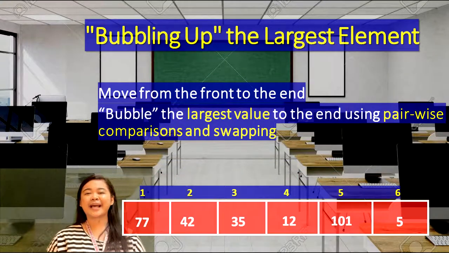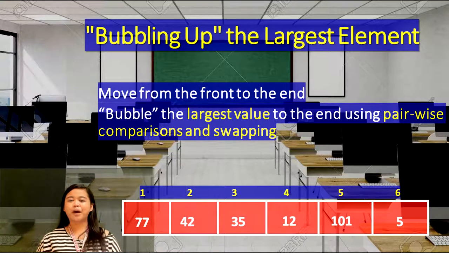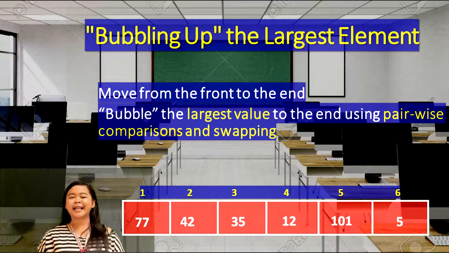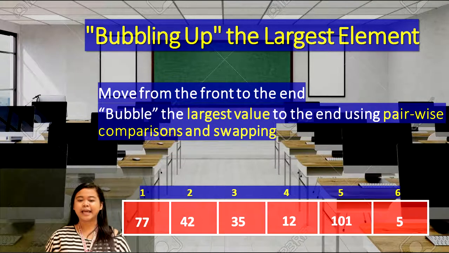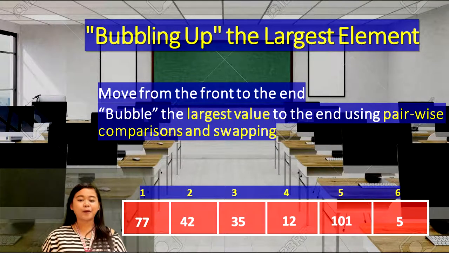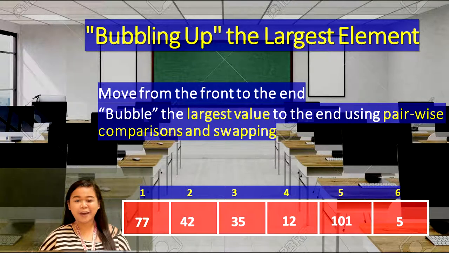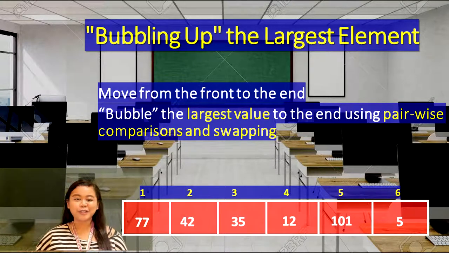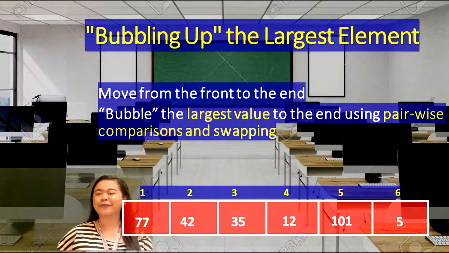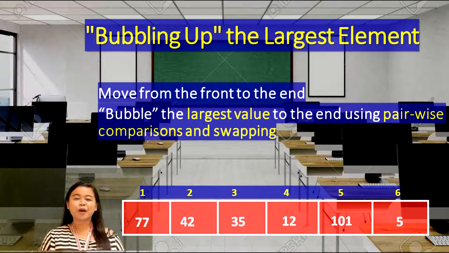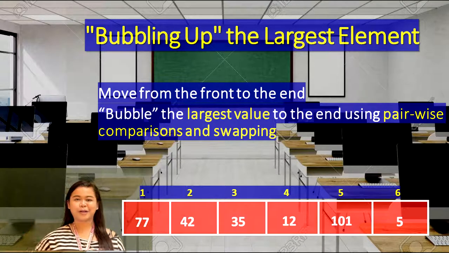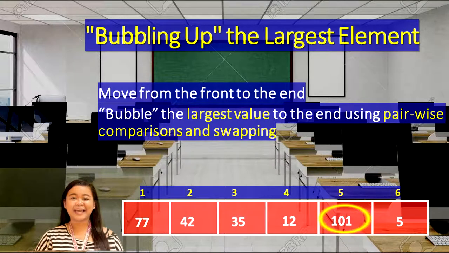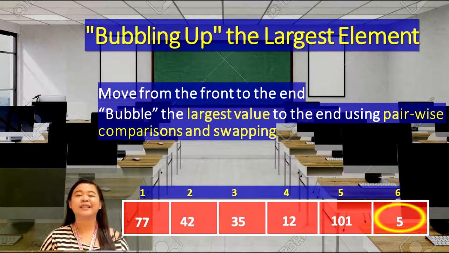So, this example will show you how to do bubble sort. Bubbling out the largest element: traverse a collection of elements, moving from front to the end, bubbling the largest value to the end using pairwise comparisons and swapping. So, in my example, we have 77, 42, 35, 12, 101, 5. It is obvious that the values are not in correct order. We have to arrange them in increasing number. Here, 101 is the highest value and 5 is the lowest value.